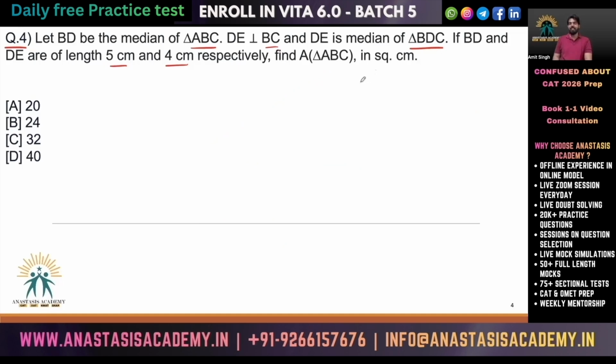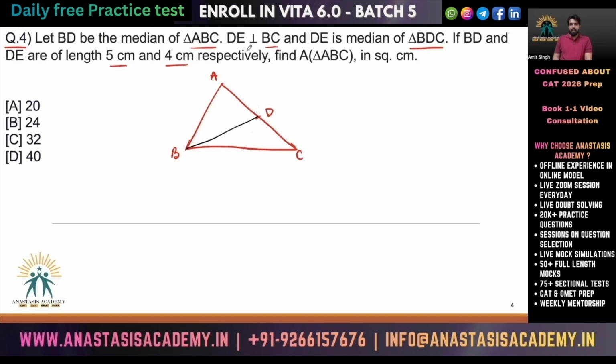So as I said earlier, it is very important to draw the diagram first. Let me draw the diagram of triangle ABC. So let's take this as the triangle ABC. Now, DE is the median of BDC. Okay, so BD is the median of ABC, so we need to join these two points. This is point D. I need to join this line, and this is actually the median of this triangle, right? So this is the median.